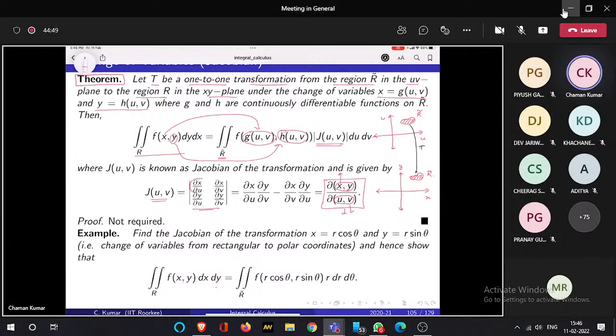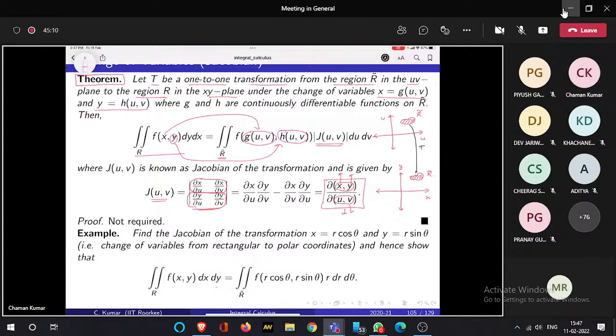So x is differentiated with respect to u and x is differentiated with respect to v. Then you pick the second variable in the numerator and differentiate it with both the variables in the denominator. So that gives you the second row: derivative of y with respect to u and derivative of y with respect to v.